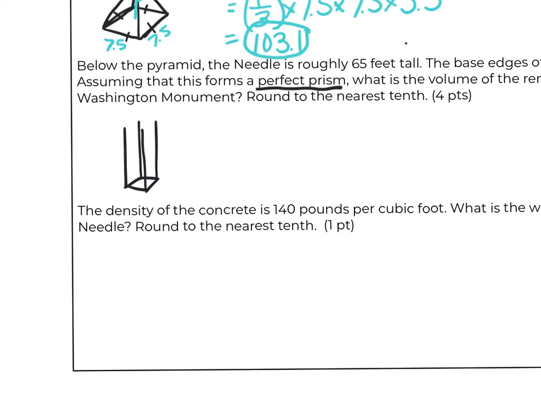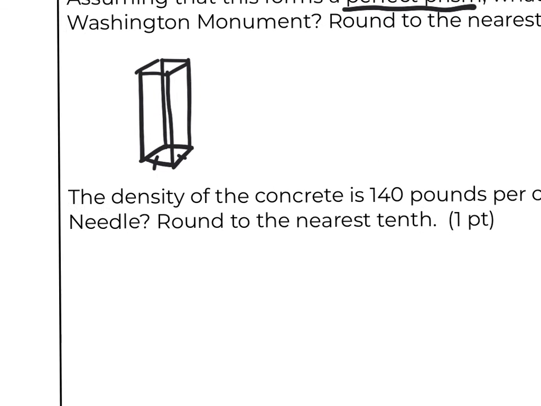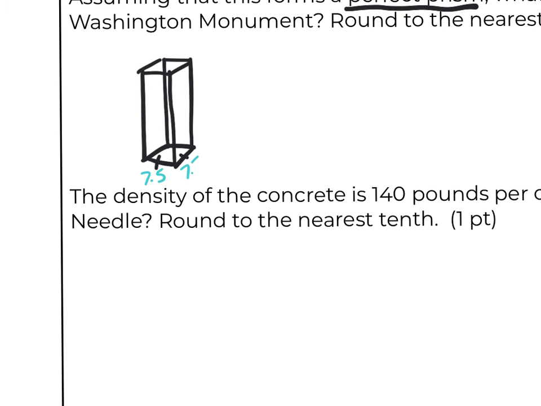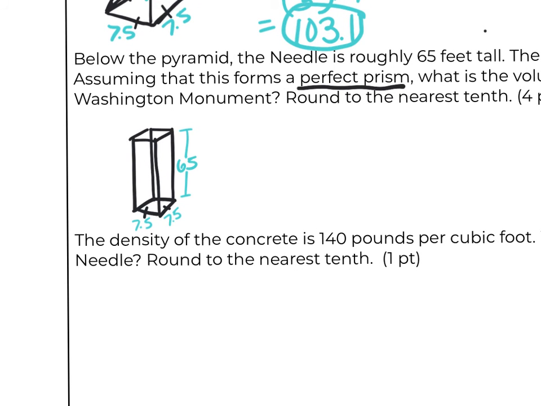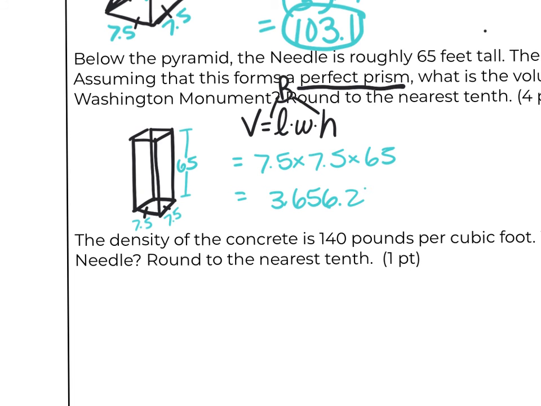Again, I like to draw it. If that helps you, fine. If not, you don't have to. But since it's square, all these are congruent, and they give us 7.5 again for that, which makes sense since it needs to touch that other, and then the height is 65. So I'm just doing the volume. So for a rectangular prism, I'm going to do length times width times height, because length times width is the area of the base. Okay, so length and width is 7.5 times 7.5 times the height is 65. Okay, so that's 3,656.25.